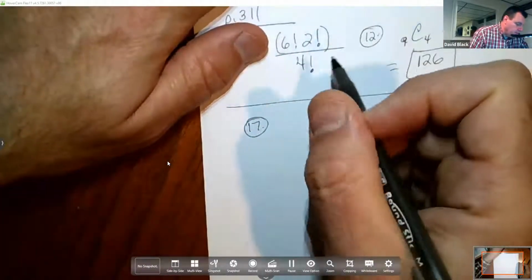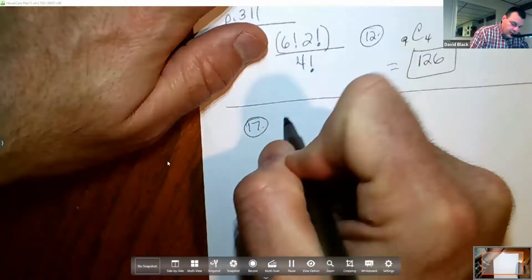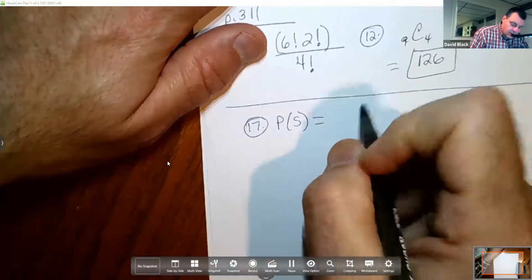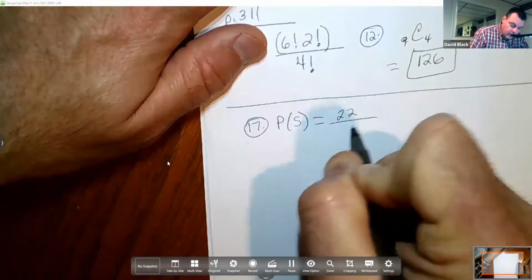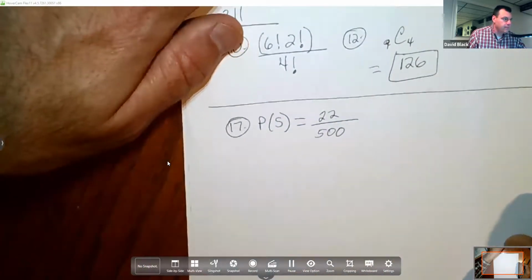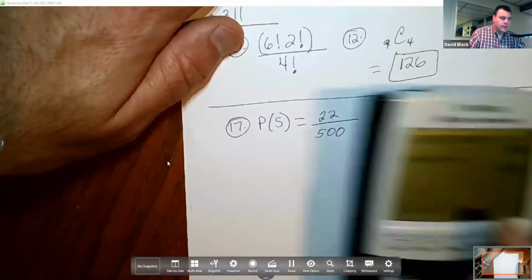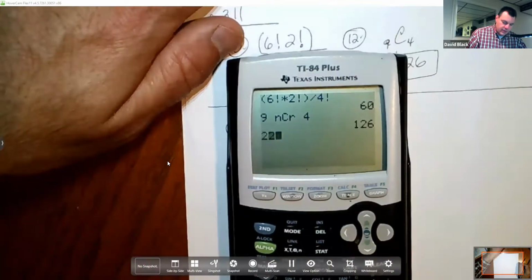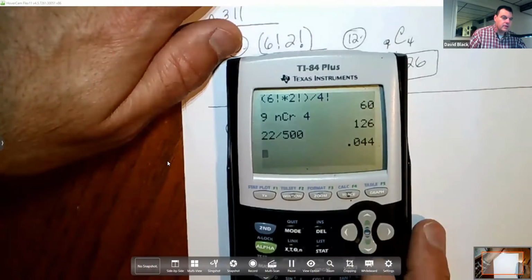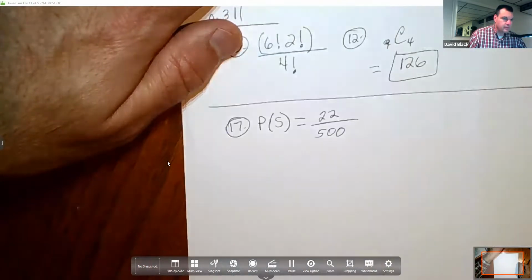So in this case, it's just an empirical probability. The probability that a randomly selected American plays soccer is the number who played soccer, 22, out of the total in our sample, which is 500. And you could either reduce that or give it to me as a decimal. And as a decimal, that's 0.044.